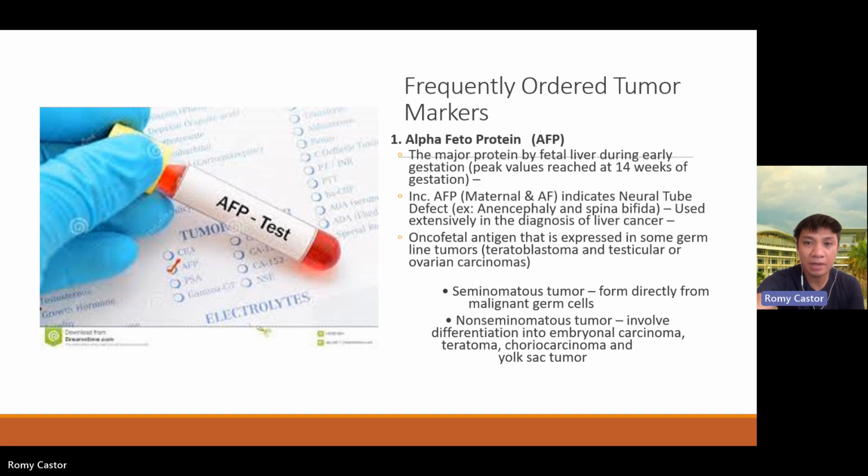Okay, so we have here the frequently ordered tumor markers. First, we have the alpha-fetoprotein. Alpha-fetoprotein is being produced by the liver at 12 to 15 weeks age of gestation. And after that, the level of alpha-fetoprotein should decrease. So beyond 15 weeks, if the level of alpha-fetoprotein of the patient is high, it would signify neural tube defects like spina bifida, and you can have anencephaly. Okay, the alpha-fetoprotein is also used to diagnose our non-seminomatous tumor like the yolk sac tumor.